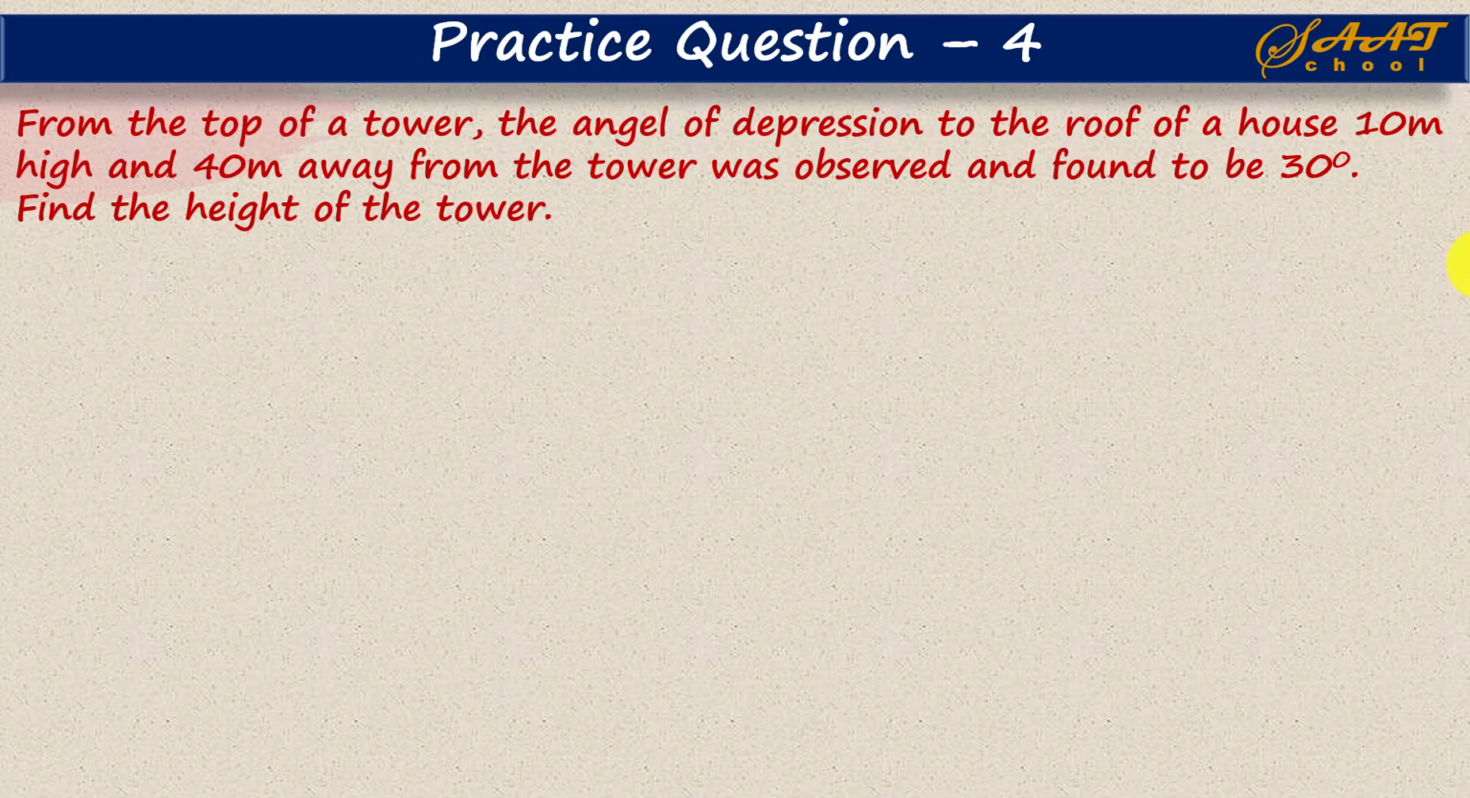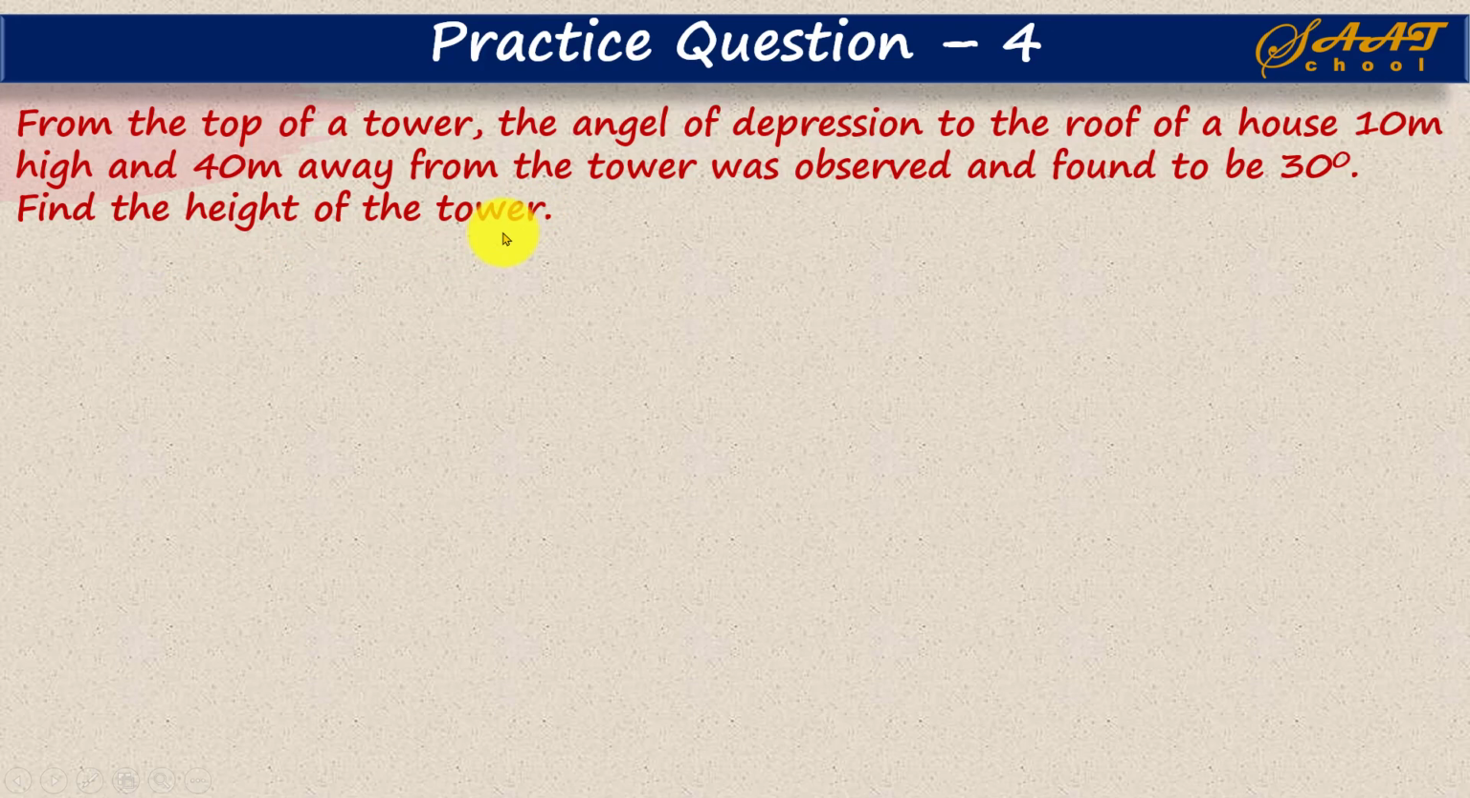Now here is practice question 4. From the top of a tower, the angle of depression to the roof of a house 10 meter high and 40 meter away from the tower was observed and found to be 30 degree. Now here this is the height of the house, and this 40 meter is the distance between the tower and house, and this is the angle of depression. Now we have to find the height of the tower.